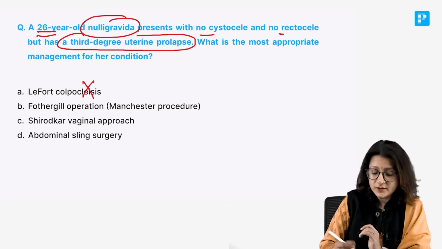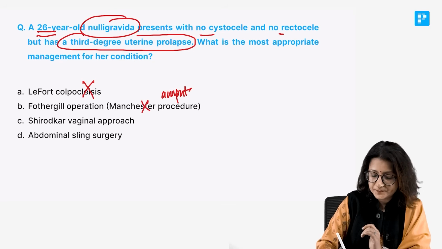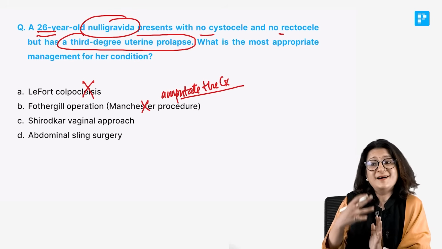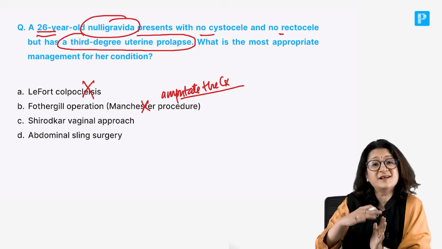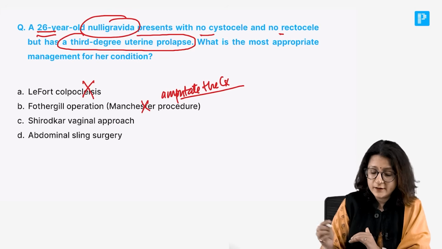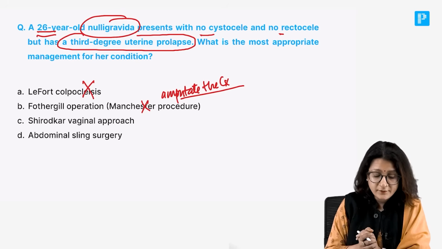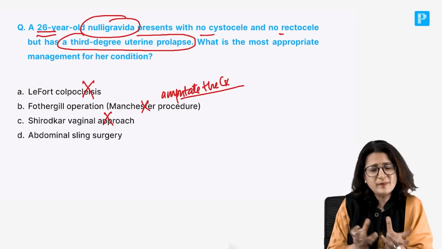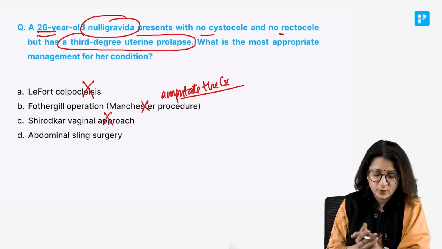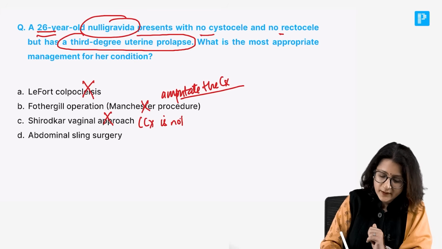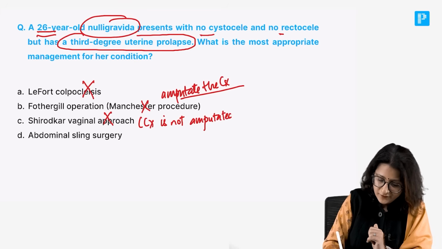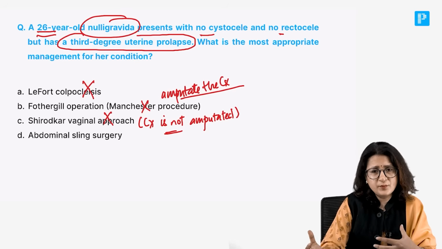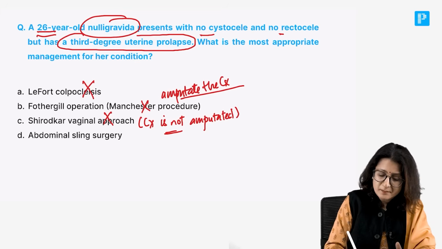Fothergill's or Manchester operation, in which we amputate the cervix, is fine for those women who want to retain their menstrual function but want to avoid a hysterectomy, but their family is complete. They don't want to have children in the future. Then we can think of amputating the cervix. Shirodkar vaginal approach is similar to Manchester, but the only thing is that the cervix is not amputated. Shirodkar's modification of Manchester was that only the cervix was not amputated. The rest of the steps were similar to the Manchester procedure.